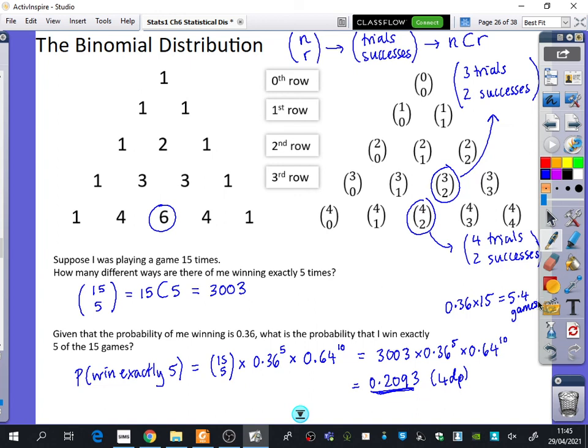The probability of winning 6 is probably going to be a big percentage. But as we get further away from this 5 or 6, what's going to happen to the probabilities, do you think? It's going to get smaller and smaller because it's going to become more and more rare for it to happen. The probability of winning all 15 of them would be 0.36 to the power of 15, which is insanely small. It's something times 10 to the power of minus 7. So this is a very powerful tool to try and make predictions about how things are going to happen. Okay, so we're going to just do that bit as the intro to this, and then we're going to go into a definition on the next bit.